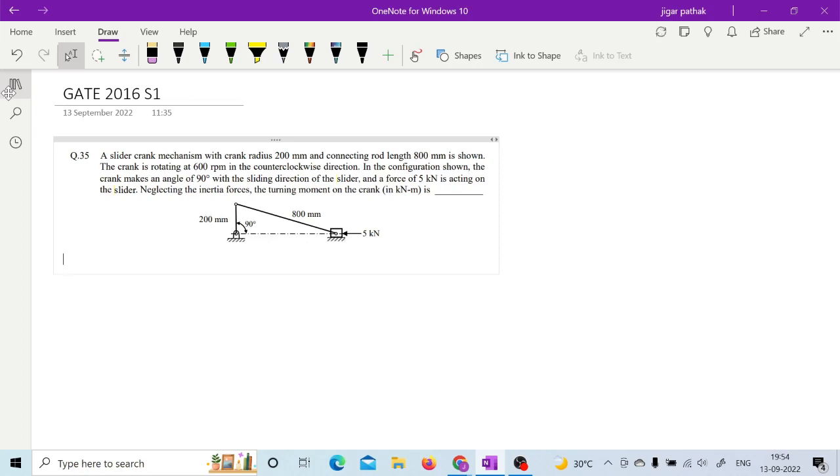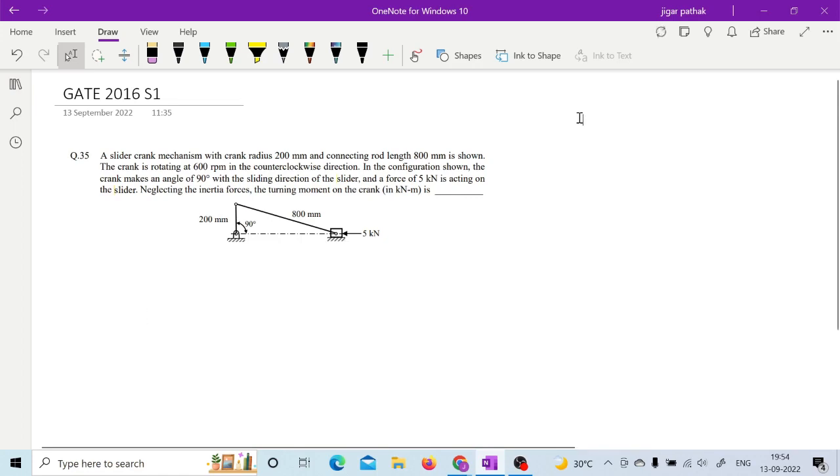That we have to again go for the same way as you have calculated in this particular case, right? Okay, so now GATE 2016 session 1, it was asked that a slider crank mechanism with crank radius 200 mm and connecting rod length 800 mm is shown.